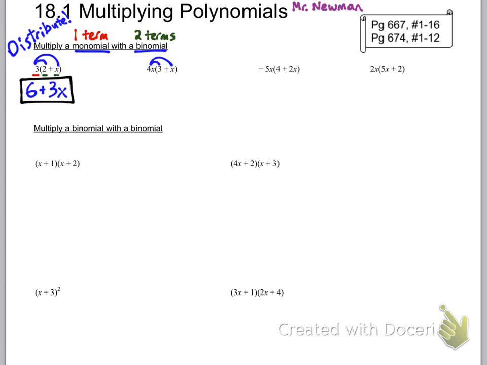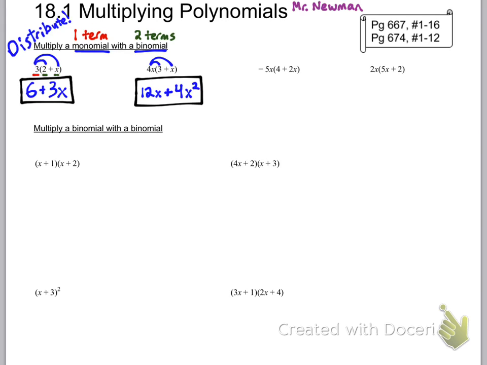For the next one, we're going to distribute 4x to the 3 and to the x. This gets a little trickier because we're distributing a variable, but notice that 4x times 3 is 12x because 4 times 3 is 12, and 4x times x becomes 4x squared. That's because x times x is x squared. We can't combine these like terms because one of the x's is not squared and the other one is squared. So this is our final answer here.